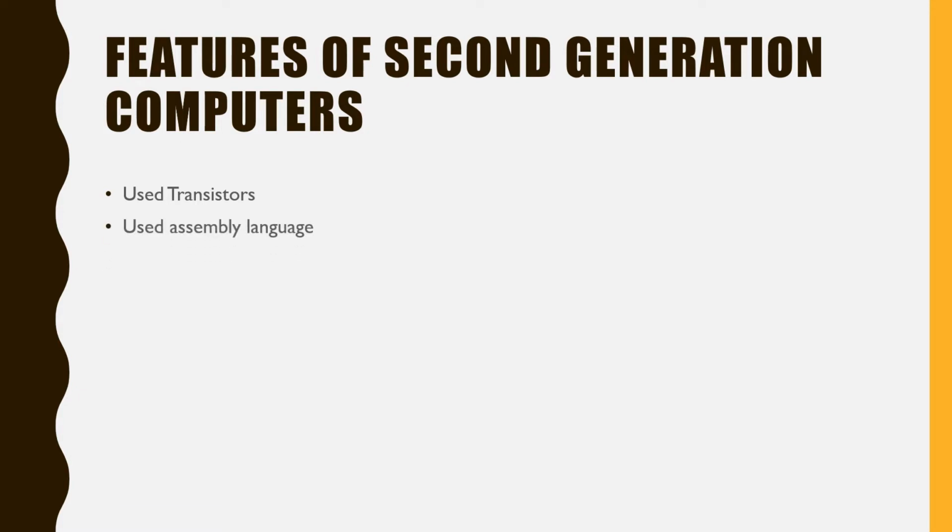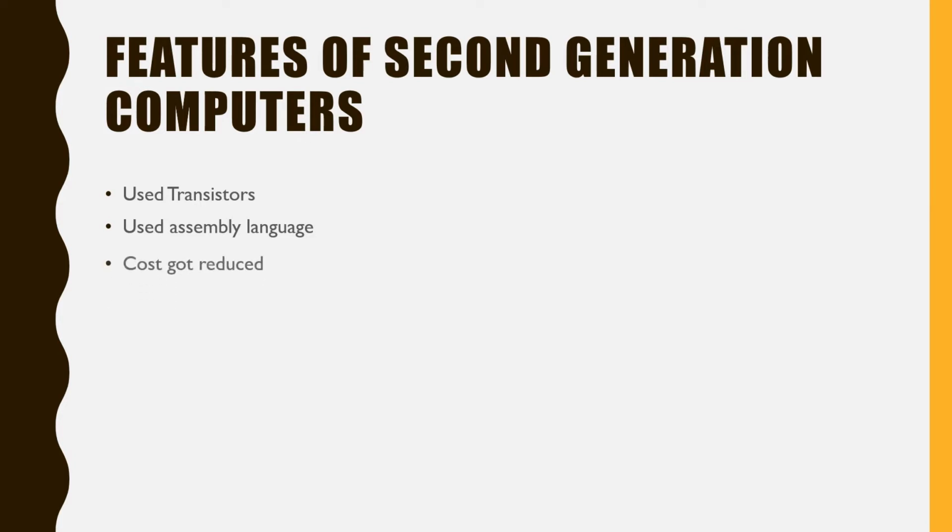The next point is they used the assembly language, whereas in the first generation computers they used the machine language. So what is an assembly language? Assembly language is a low level programming language. And here we have an assembler which automatically converts this assembly language into the machine language.